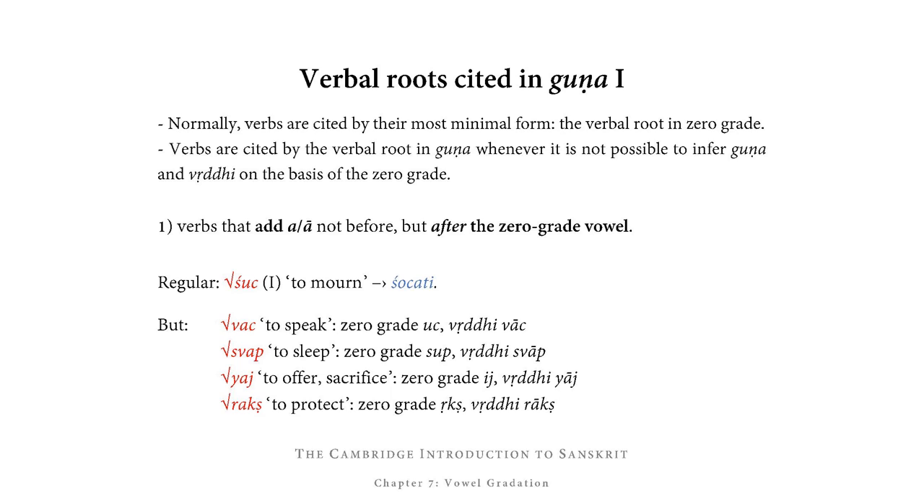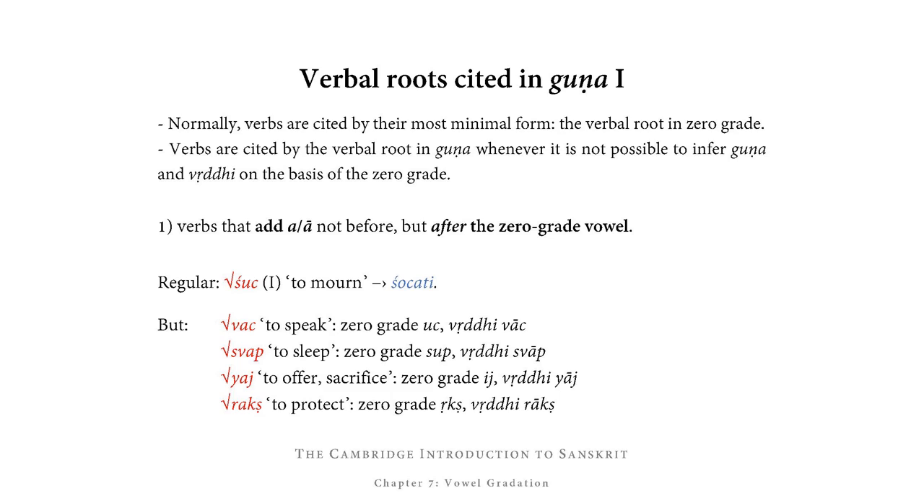You might now ask, why do we complicate things by not just citing all verbal roots in their most minimal form, that is, their zero grade? And the answer to this very good question is that yes, normally verbs are cited by reference to the verbal root in zero grade, but some verbs are cited by the verbal root in guna if it is not possible to infer guna and vriddhi on the basis of their zero grade. There are several reasons for why that might not be the case, and we're going to go through these one by one now.